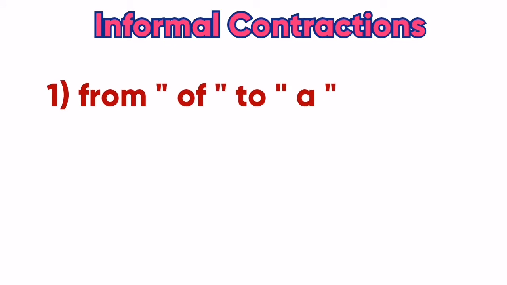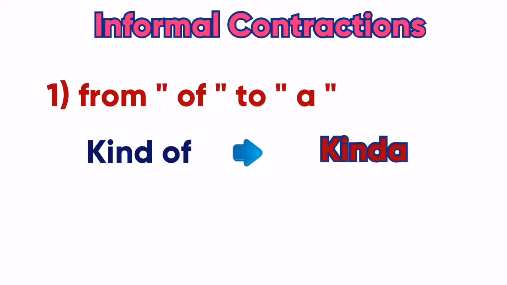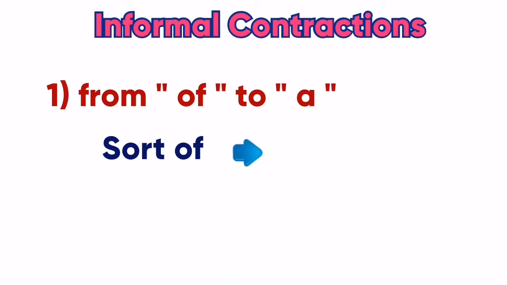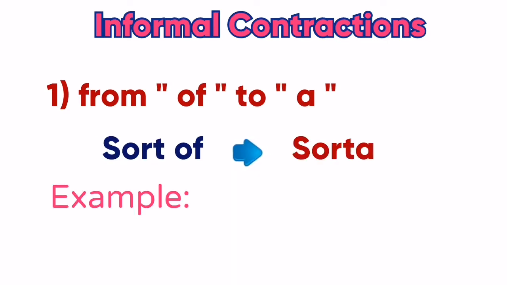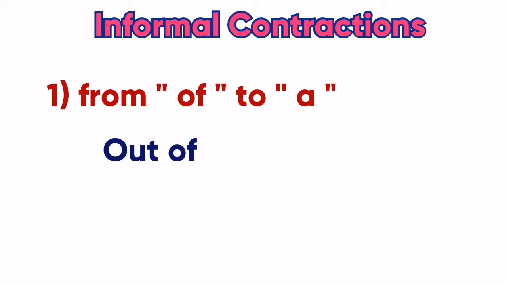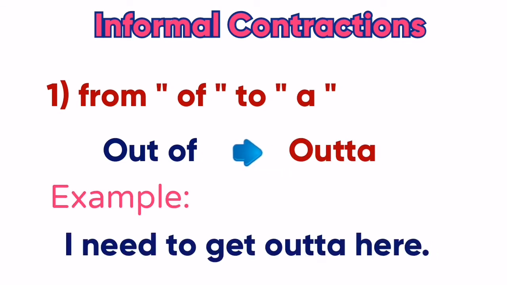From "of" to "a". Kind of will be kinda, and you can say it in a sentence as, I kinda did it wrong. Next we have sort of, which will be sorta. In a sentence you can say, I sorta did it wrong. And lastly we have out of, which will be outa. In a sentence you can say, I need to get outa here.